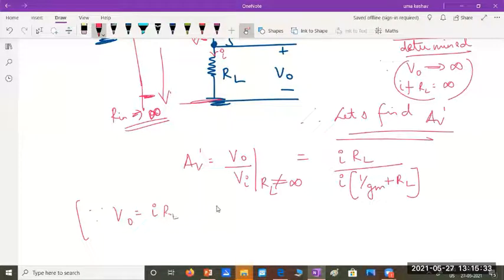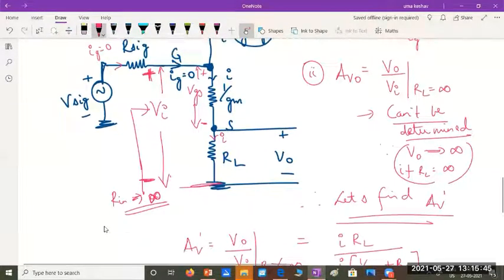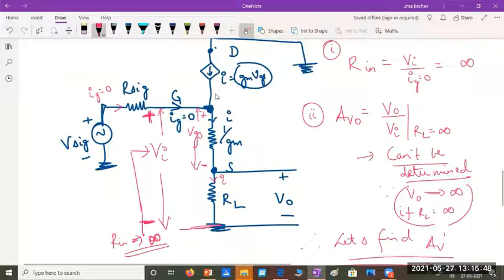Please ask if you have any doubt. See, I'm not doing anything extra here. I'm just considering the circuit, and clearly you see in this circuit, if the current I comes here, it has a series set of resistors. It's not branching anywhere. So the same current I will flow through this series resistors 1 by Gm as well as RL, right? And you are measuring the output voltage just across this RL. So it will be I into RL.